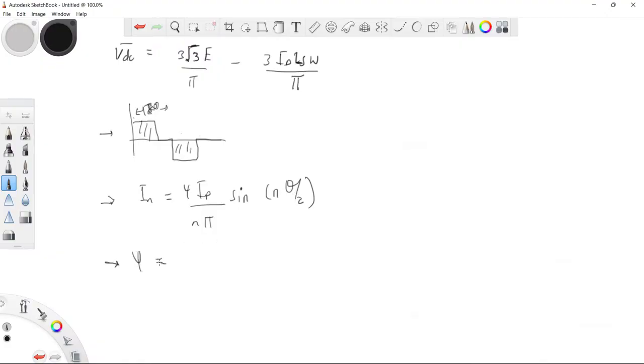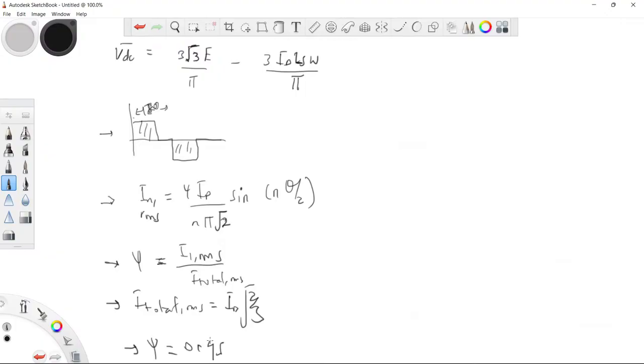Then psi is given by I1 RMS. So here, let me make it RMS. Usually we use RMS, so just learn RMS like this. Then for three phase, the psi is this over I total RMS, where I total RMS is ID root of 2 over 3. So we evaluate this for the fundamental and divide. And for three phase, you get the psi to be 0.9549. That's it.